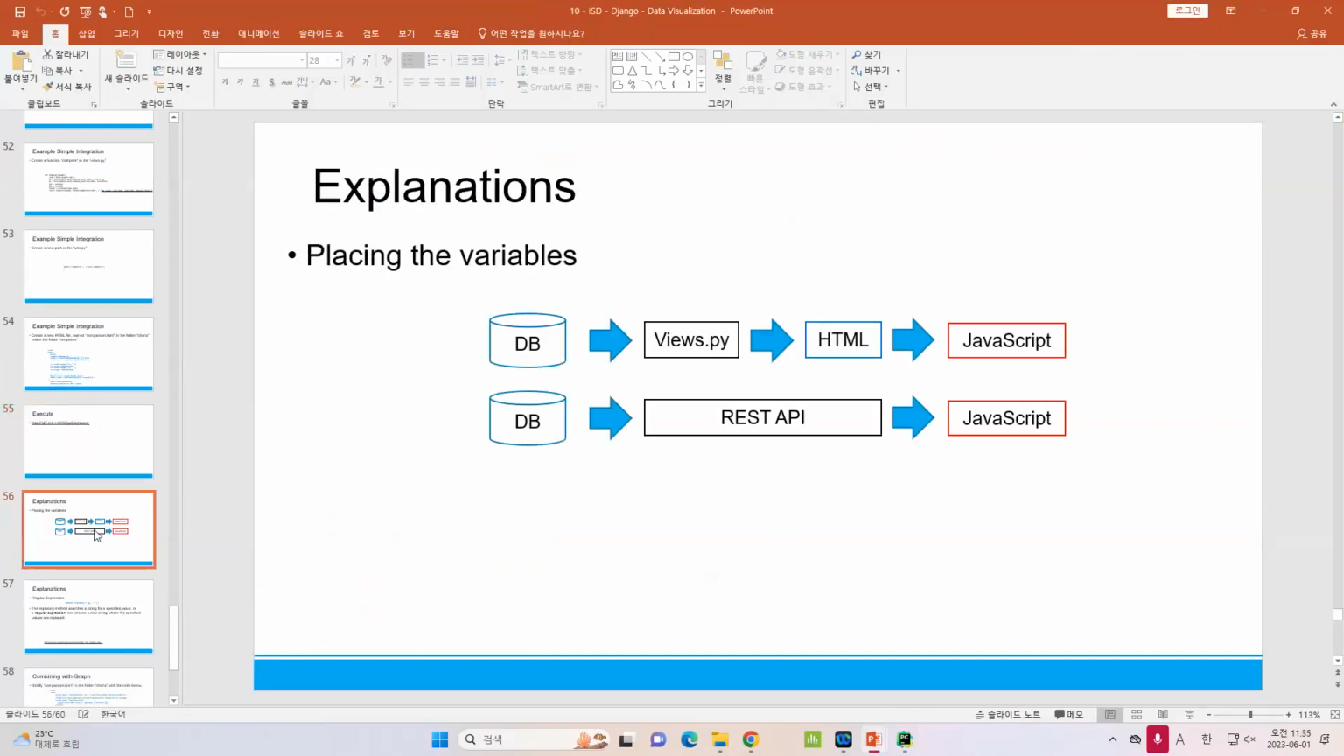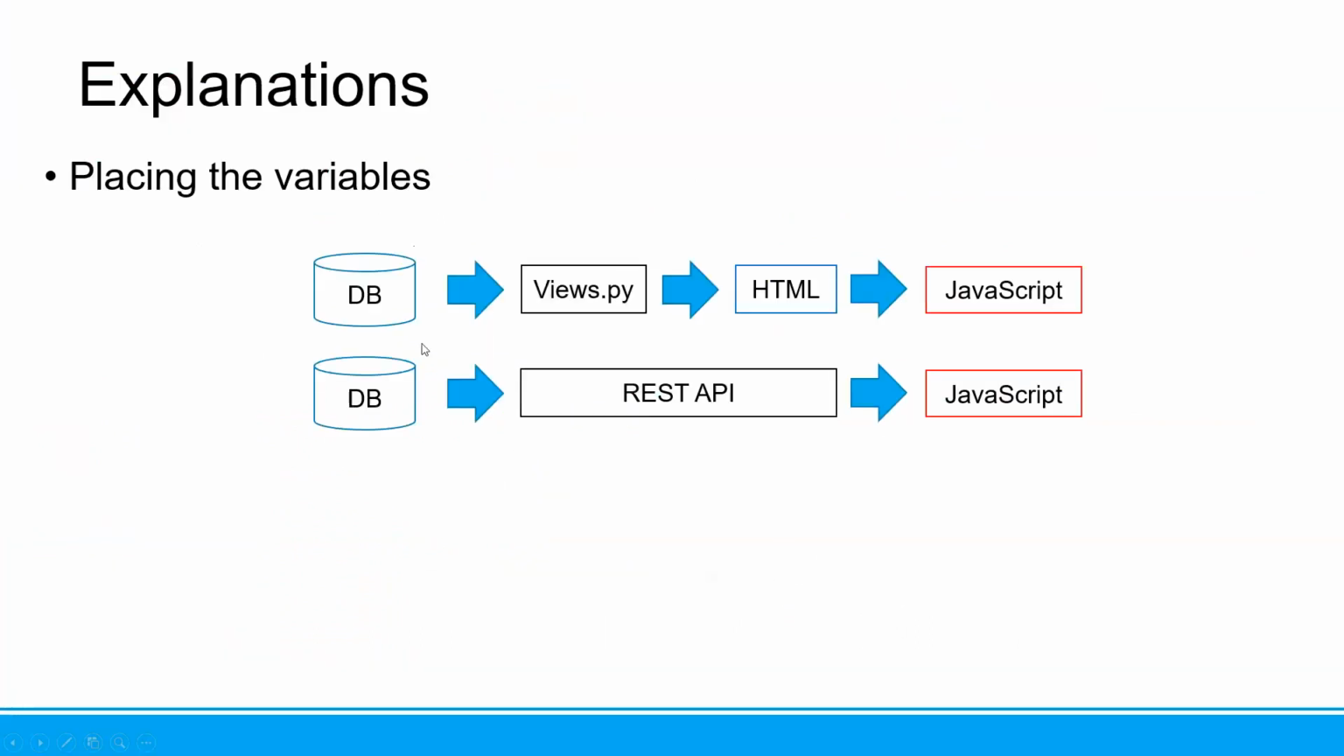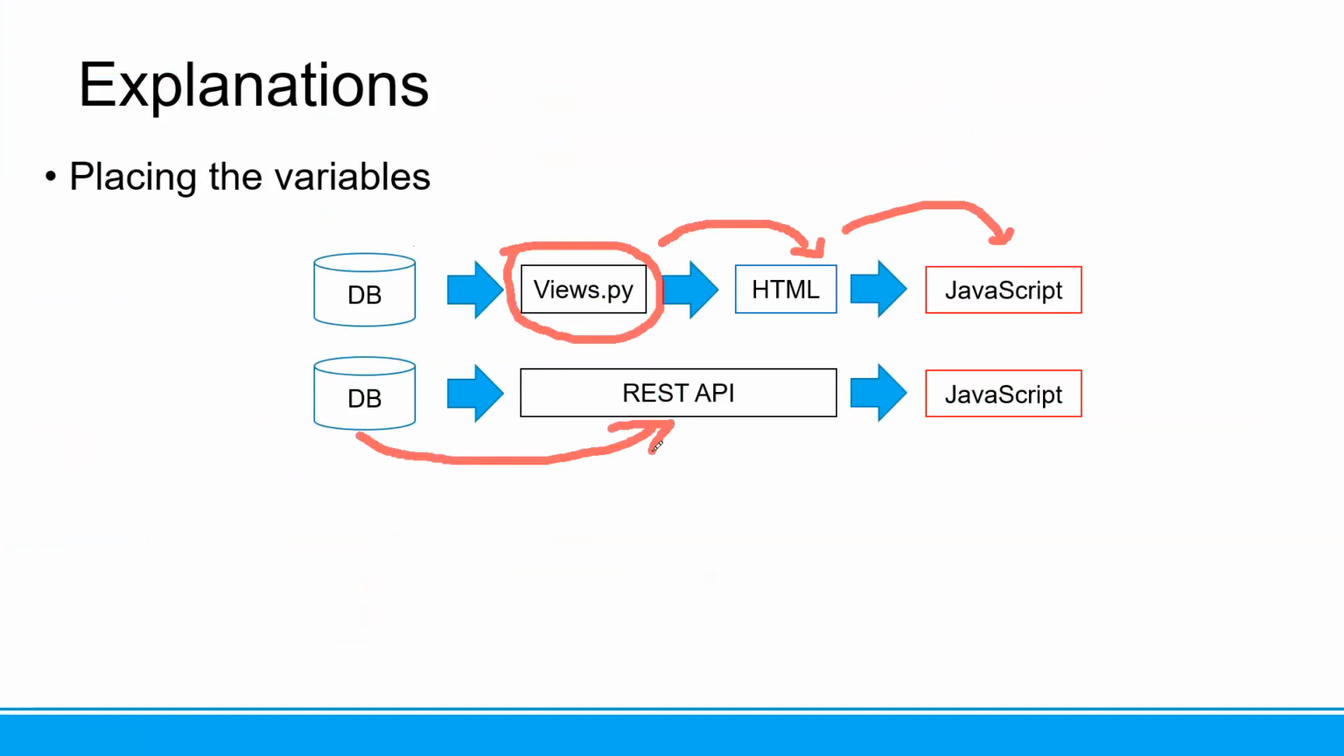So the overall sequence is like this one. Okay. So we have the DB. When we use Python, we use the views.py and then we put it into the HTML and then yeah, we run it in the JavaScript. But there is another way. You can call the data in the DB and then you use the REST API, and then the REST API will be called in the JavaScript. Okay. So this is another possible way to run your code in the JavaScript.